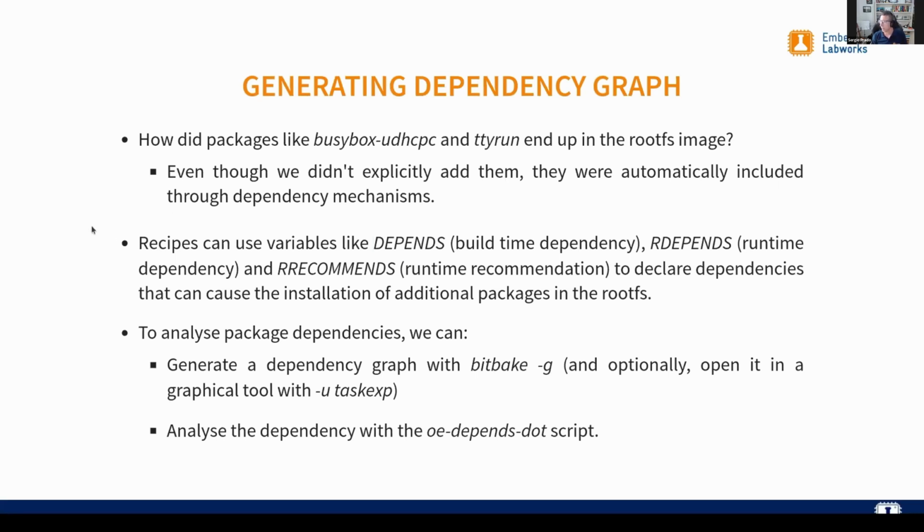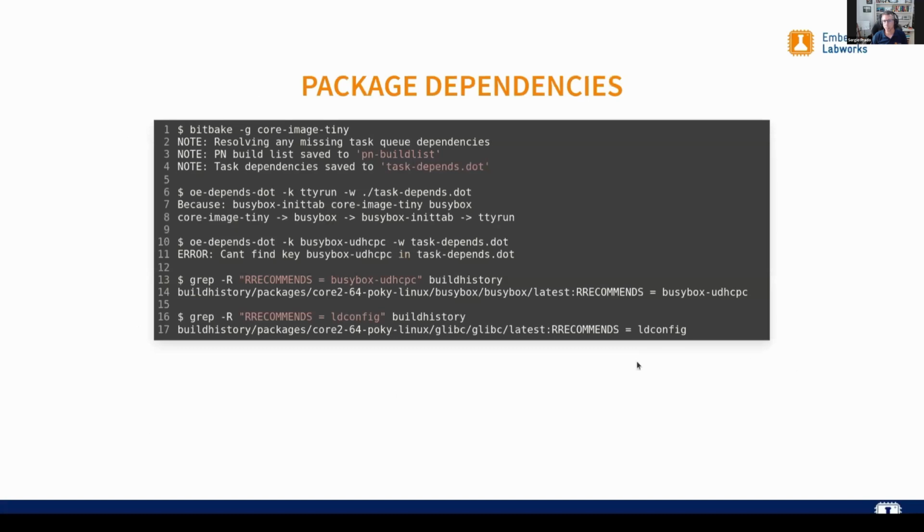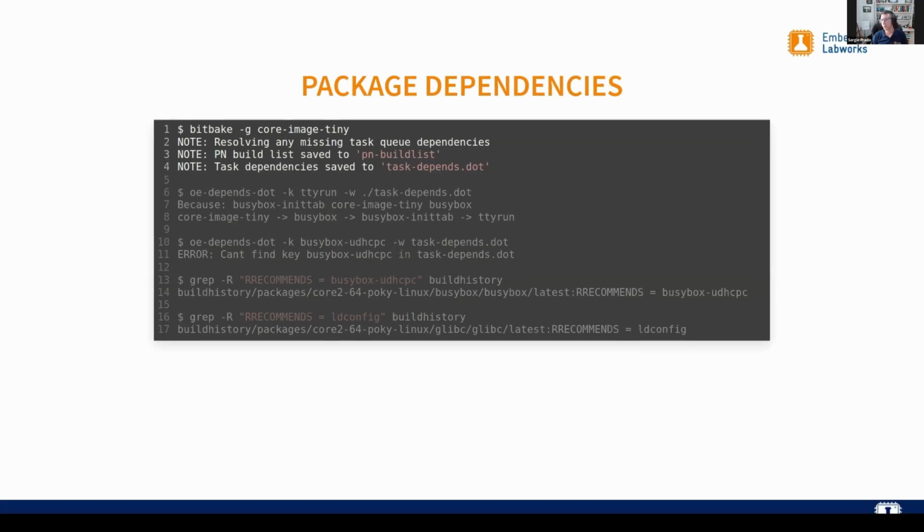If you want to track dependencies to find out why a package is being installed, you can first generate a dependency graph with bitbake -e, and then you can use another nice tool from OpenEmbedded called oe-depends-dot that is able to show you the dependencies and answer why this package was installed. So here I'm doing this, right?